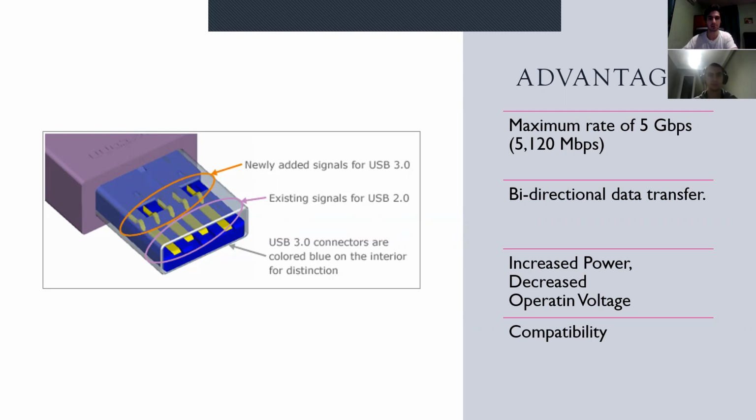Previous USBs like USB 2.0 and USB 1.1 did not support bi-directional data transfer. Third advantage is power. The unit load has been increased to 150 milliamps and a configured device can now draw up to 6 unit loads, which adds up to 900 milliamps.